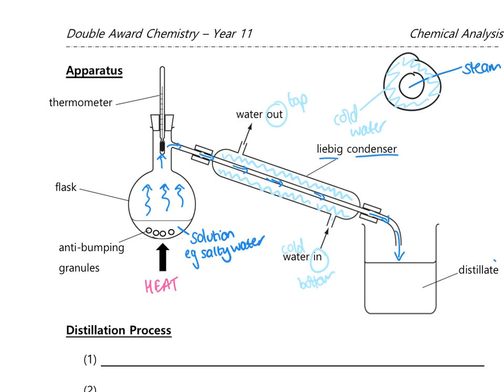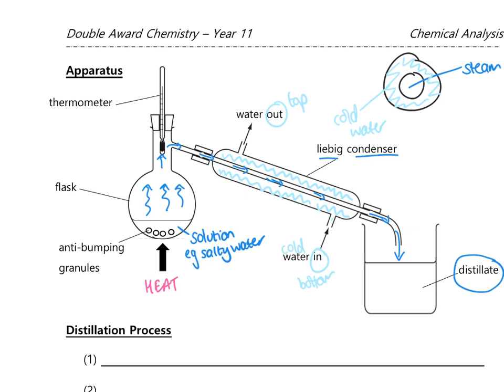Now, the general name given to the liquid collected in this process is called the distillate. So think back to filtration. The liquid that passed through the filter paper was called the filtrate. This is distillation, and so the liquid that is carried through is called the distillate.